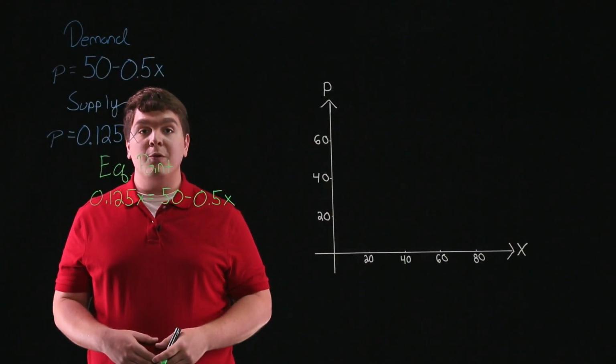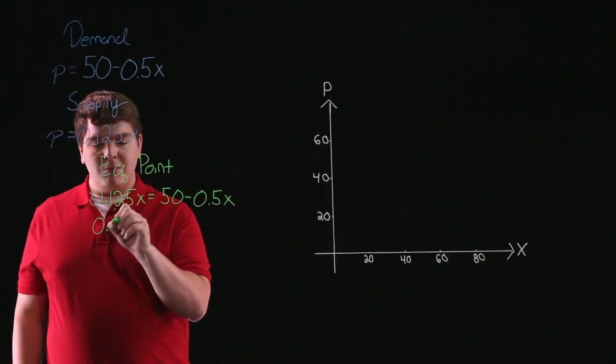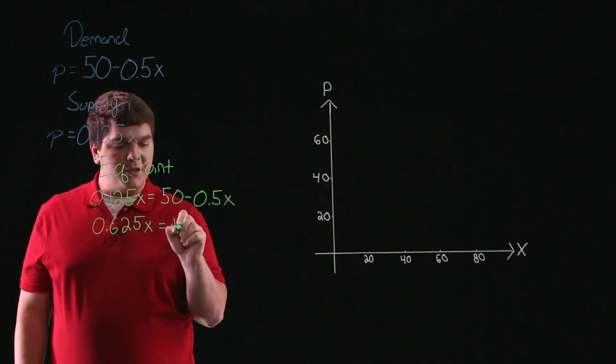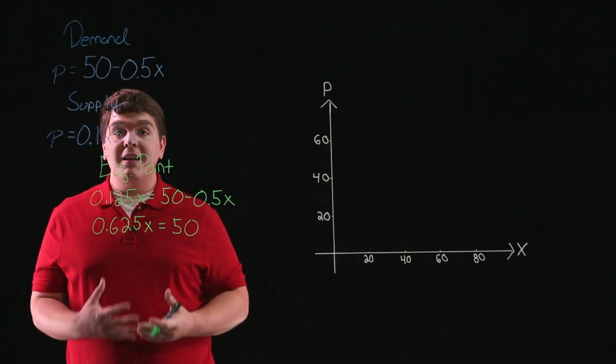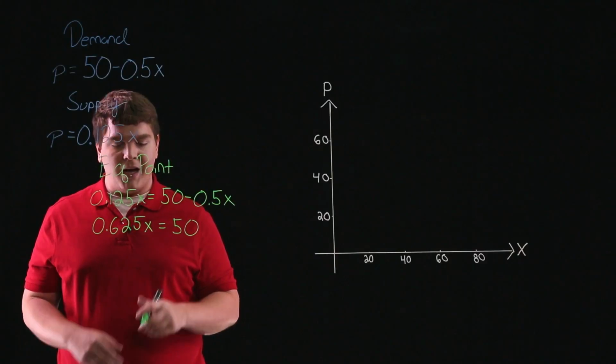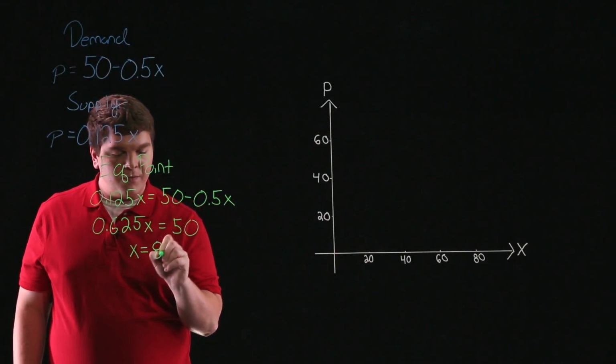So let's add 0.5x to both sides of the equation. This gives us 0.625x is equal to 50. And here we can solve for x by dividing both sides of the equation by 0.625. And what we find is that x is equal to 80.